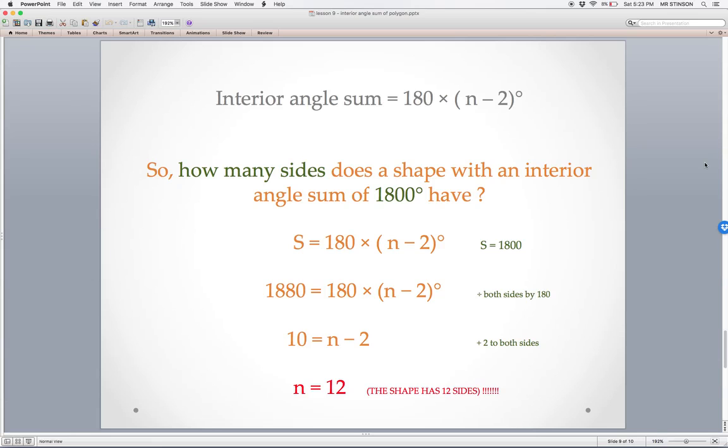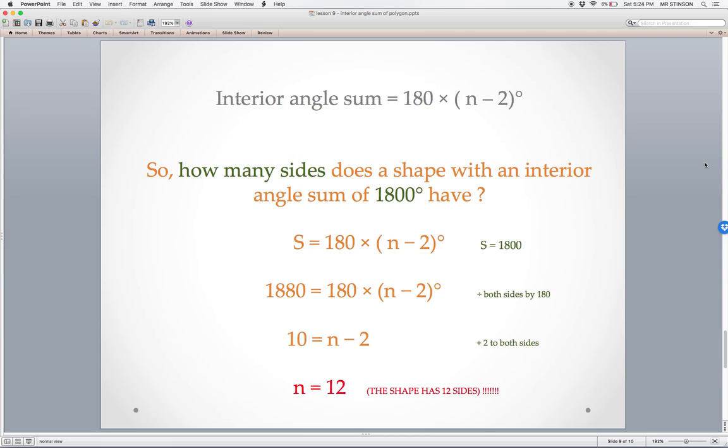On the right hand side, we would complete step 2. Write your values. In this question, they haven't given us a value for n, but they have given us a value for the sum, or S. So the value I've written next to our formula is S equals 1,800. Step 3. Substitute your values into your formula. So 1,800 equals 180 times n minus 2.